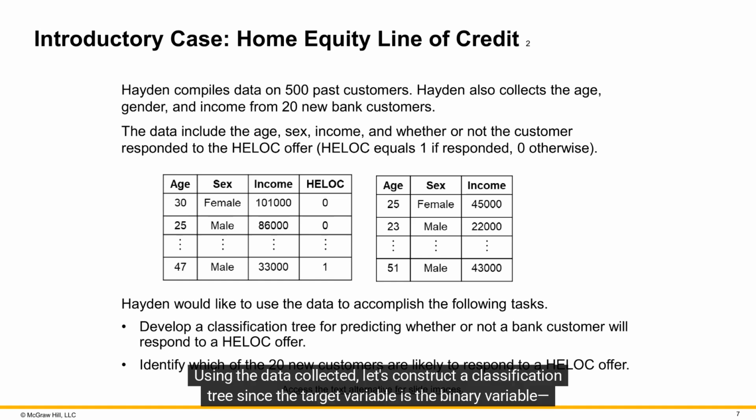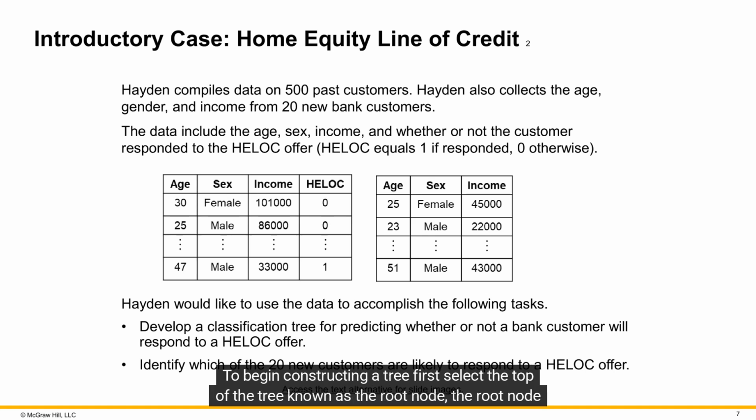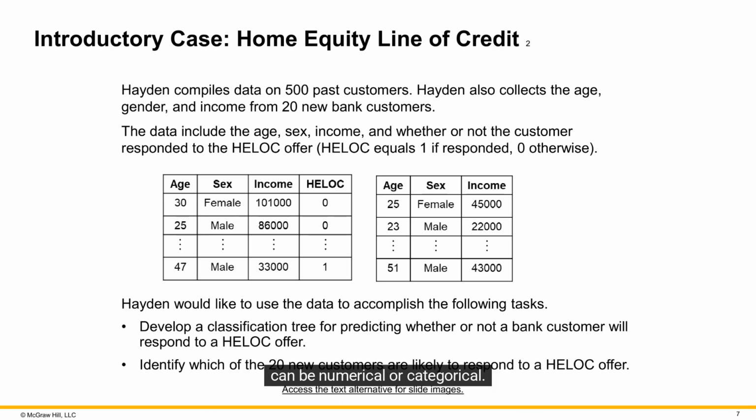Using the data collected, let's construct a classification tree since the target variable is the binary variable, yes or no response to a HELOC offer. To begin constructing a tree, first select the top of the tree known as the root node. The root node can be numerical or categorical.